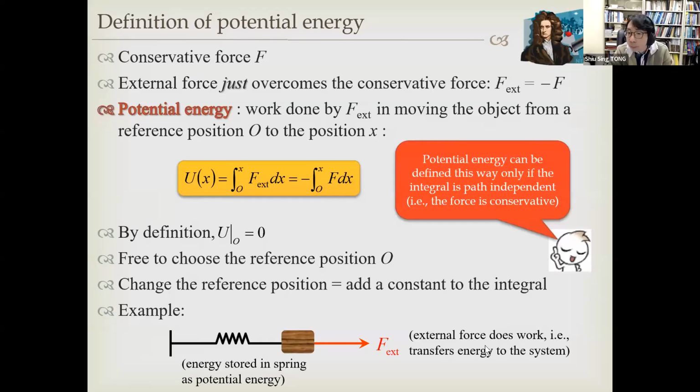So that is an example. The external force does work, and it transfers the energy to the system. So the spring becomes stretched, and there's energy stored inside. That energy can be released. If you stop pulling it, if you release your hand, the spring will pull the apple back, right? So the stored energy will become kinetic energy. So that is the idea, and that's the meaning of this equation.